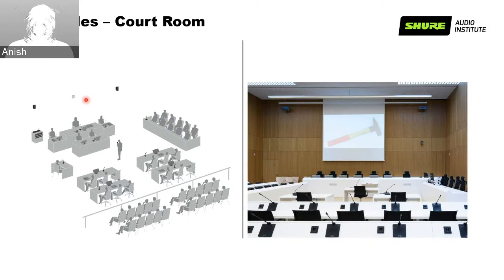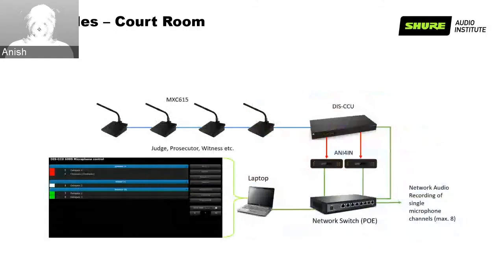So it can have a judge bench, and the clerks or the assistant or the court reporter can be sitting here. So the witness box will be on the side, and the jury will be on the other side, and the defendant and the plaintiffs will be sitting on either side of the audience, just before the audience. So again, the MXC 615 is being used here, connected to the DIS CCU. The judge, prosecutor, witness, etc. will be using the MXC 615.